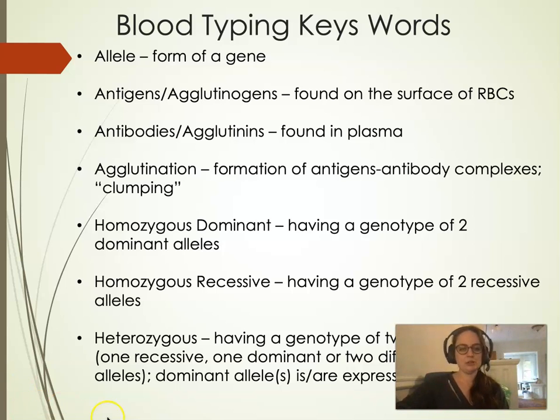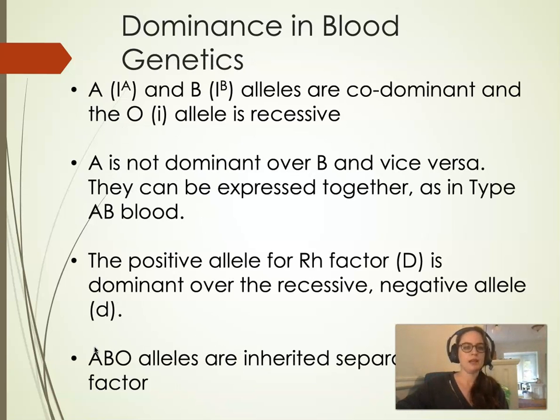Okay, so again, homozygous dominant means that there are two, homo meaning same as, two dominant alleles. And then homozygous recessive means having the same two recessive alleles. And then, of course, heterozygous means two different alleles, one recessive, one dominant, and there's just two. So you don't get to say dominant, recessive, anything like that. You just say heterozygous and you're done.